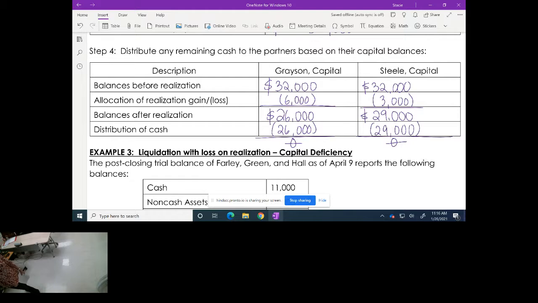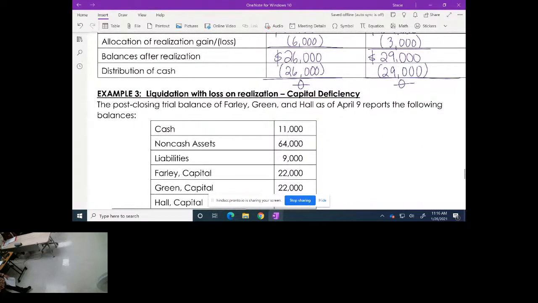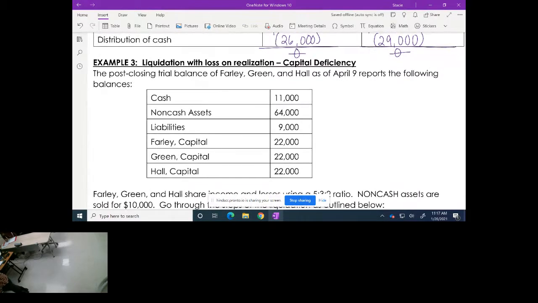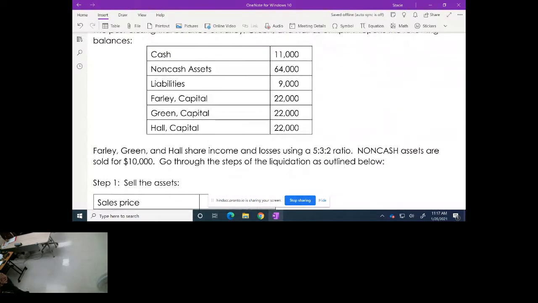Okay. All right, so let's look at one other type of situation that you will encounter. What if the whole process leaves one of the partners with a negative balance? What do you do then? In this one we have Farley, Green, and Hall, and here are their balances before they start this liquidation process. We've got a 5-3-2 ratio. It's making it really fun now.